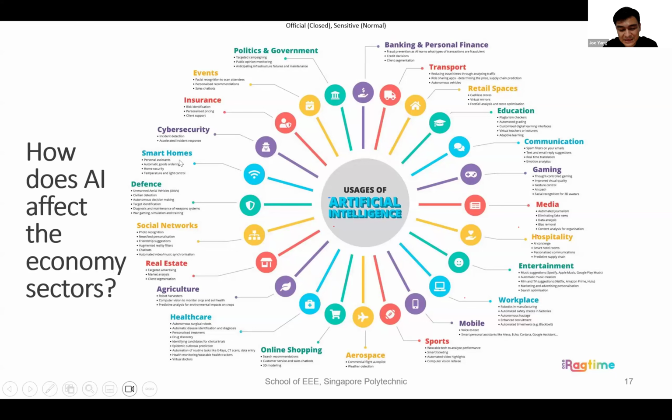AI is affecting multiple economic sectors. You name it, it has it. For example, banking, transport, retail, education, communications, gaming, media, hospitality, entertainment, workplace, mobile, sports, aerospace, online shopping, healthcare, agriculture, real estate, social networks, defense systems, smart homes, cybersecurity, insurance, events, and political and government areas. So AI is nowadays integrated almost everywhere.